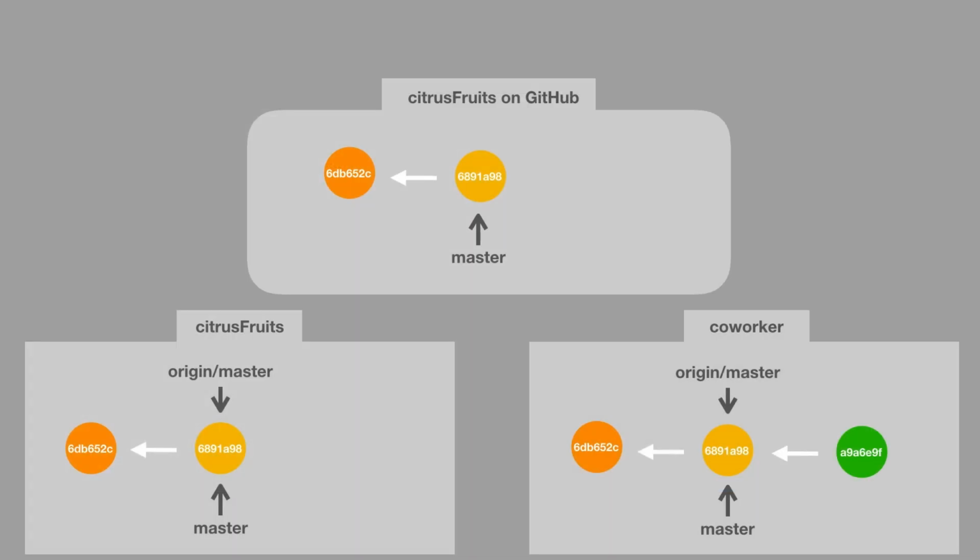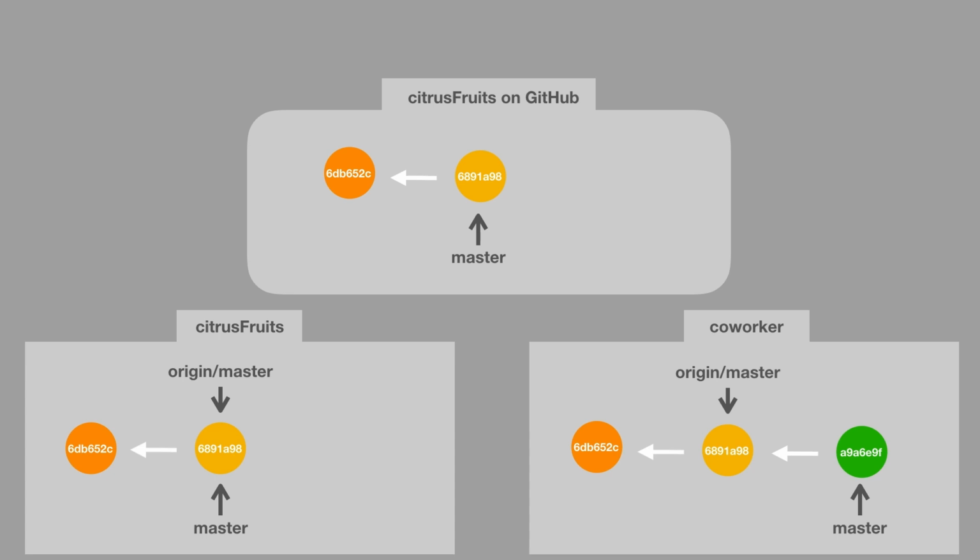So we can see that the coworker's repository has a green commit, the master branch now points to it, but the remote tracking branch still points to the yellow commit. And that's because, as we mentioned in a previous lesson, remote tracking branches represent the state of remote branches. And if we look at the top at our remote repository, we can see that there's no green commit there. The remote master branch still points to the yellow commit. And also, if we look at our repository, the citrus fruits one, there's no green commit there either.